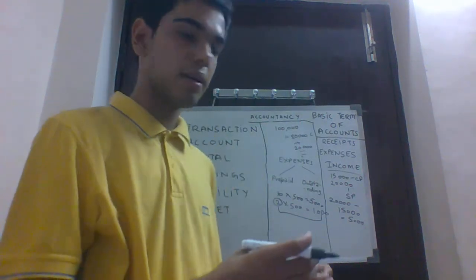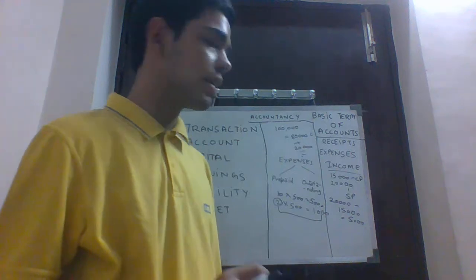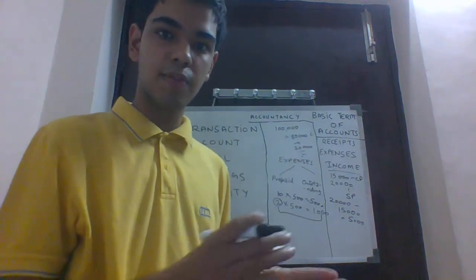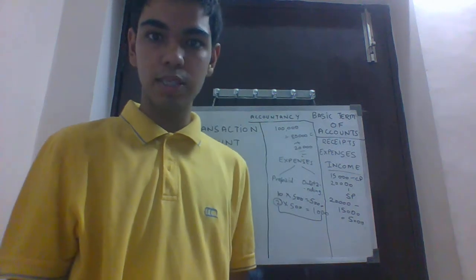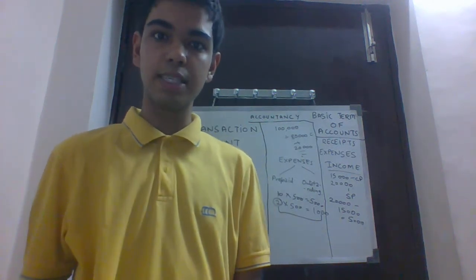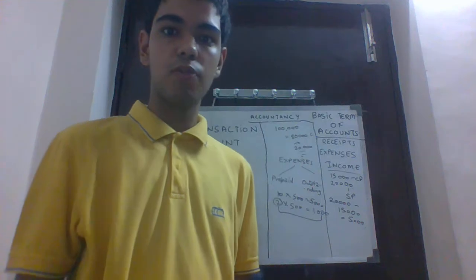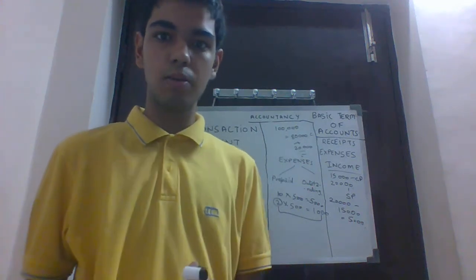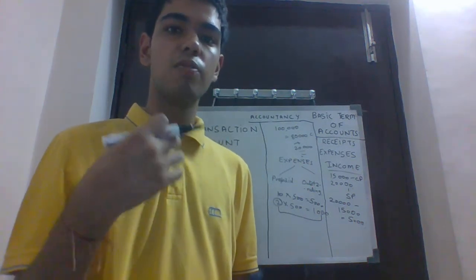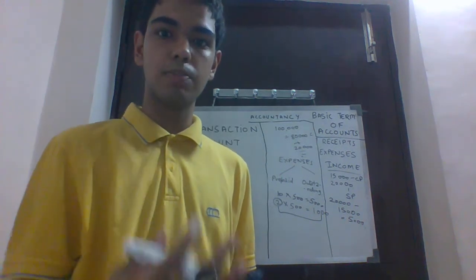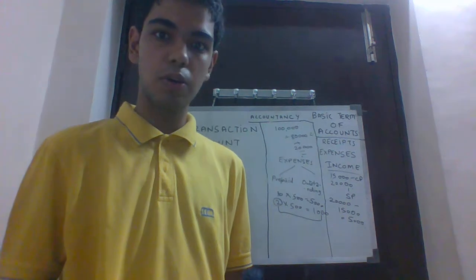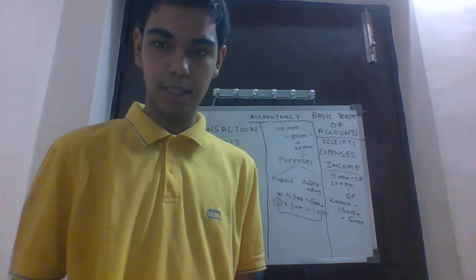Now, receipts, as already explained, are of two types: revenue receipts, which are recurring in nature, and capital receipts, which are non-recurring in nature. Capital receipts can be profit on sale of anything, or sale of any furniture, sale of any asset, etc., profit on sale of investment, etc. So these will account for receipts, revenue receipt and capital receipt.